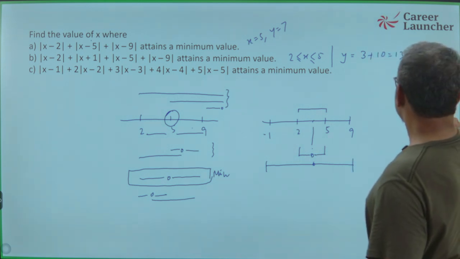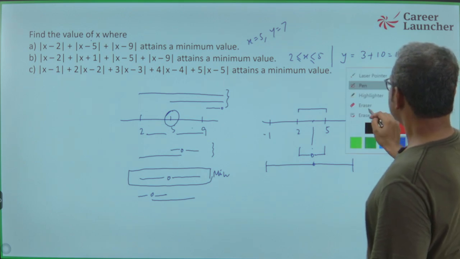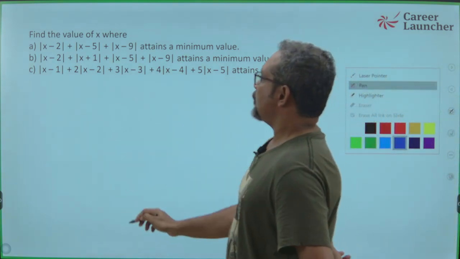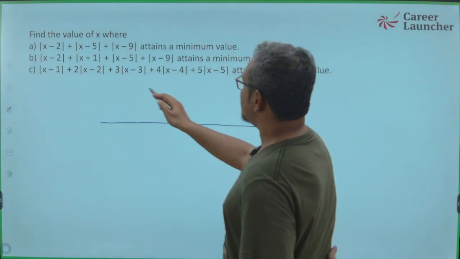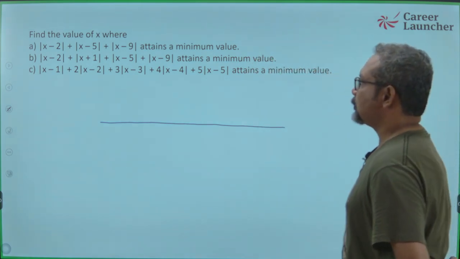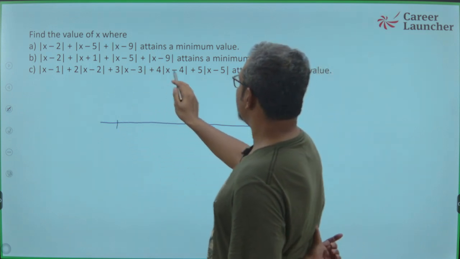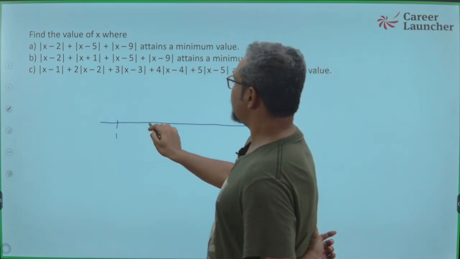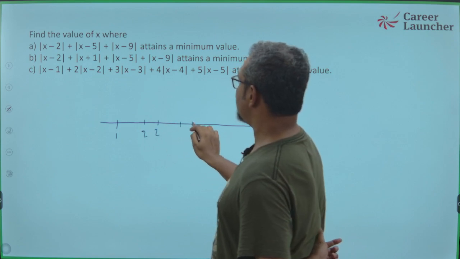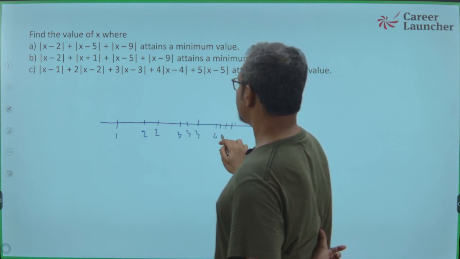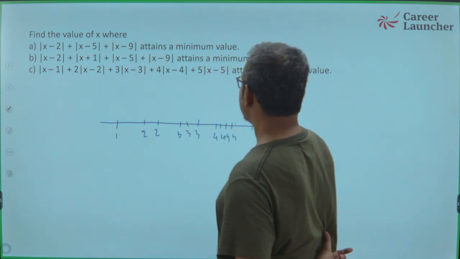Now if I do the third one, using the exact same logic, observe that there are coefficients. Then how do we tackle that? We'll just treat them as multiple points. So you have the points as 1, 2, 3, 4 and 5. So 1, 2 is there twice, 3 is there thrice, 4 is there 4 times, and 5 is there 5 times.